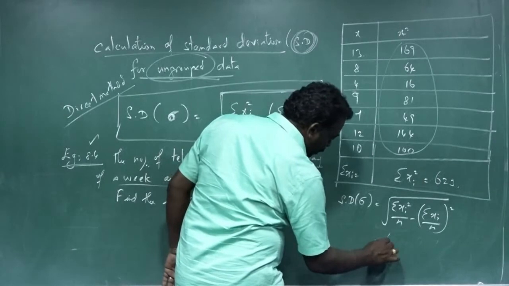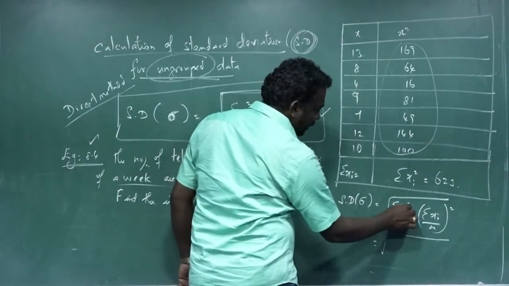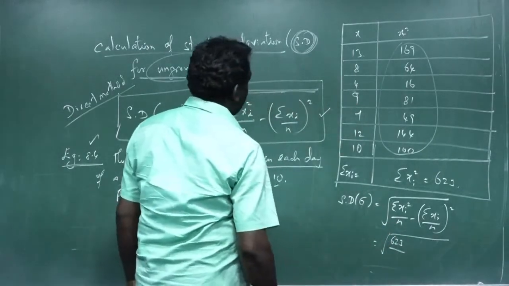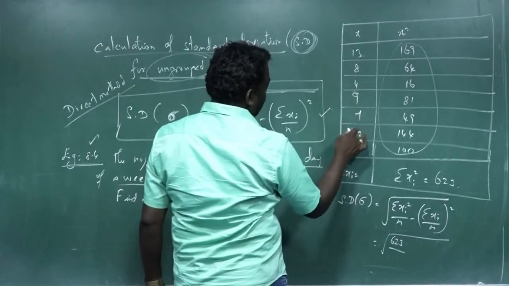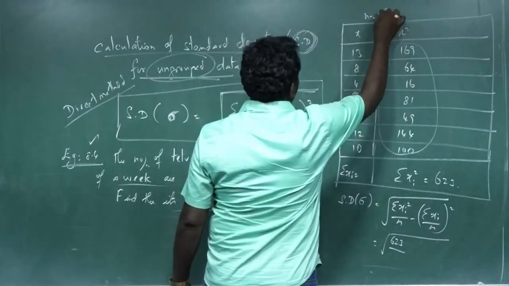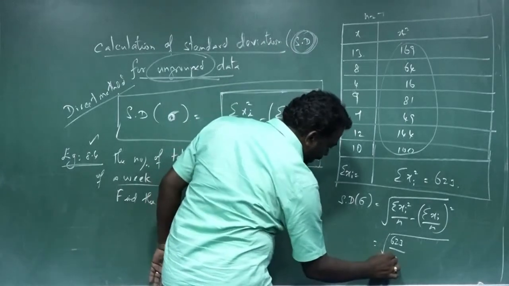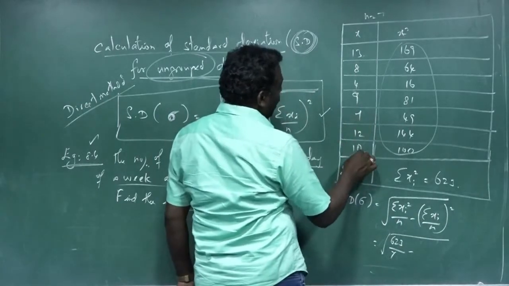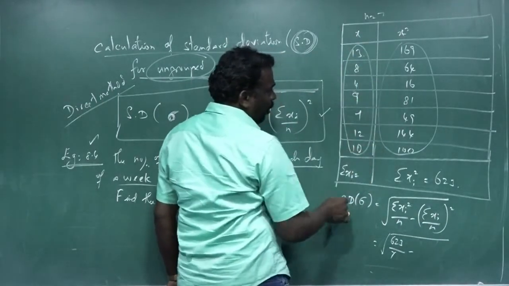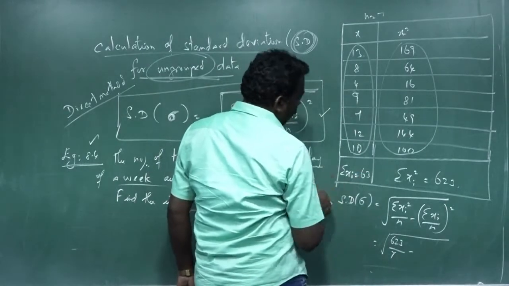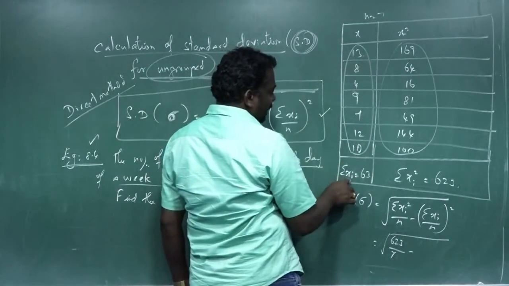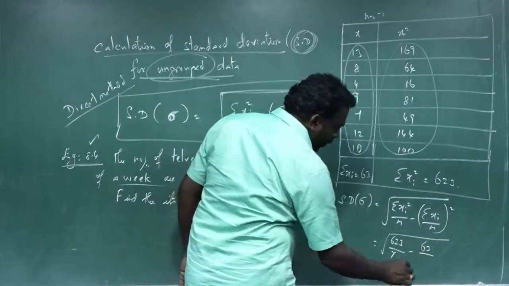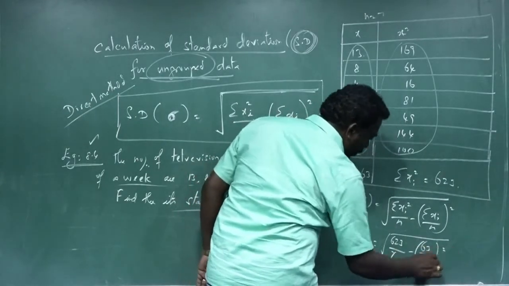That is equal to the square root of, substituting summation xi square equal to 623 by n, the number of terms. How many terms are given? 1, 2, 3, 4, 5, 6, 7. So n is 7. Therefore 623 by 7 minus summation xi by n. Adding all the x values, summation x is equal to 63. Therefore 63 by the number of terms 7, whole square.